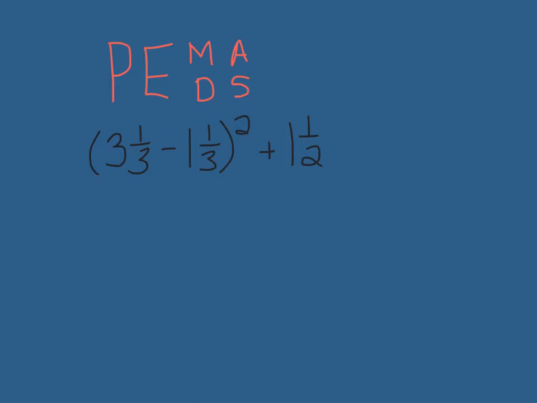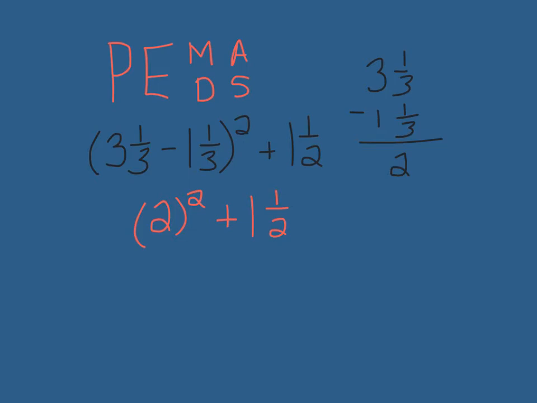Here we have 3 1/3 minus 1 1/3, squared, plus 1 1/2. So our first thing would be to figure out this grouping here, right here in parentheses. We've got to do this first. So 3 1/3 minus 1 1/3. I'm going to do that work right over here. 1/3 minus 1/3 is 0. 3 minus 1 is 2. So this grouping now, we have 2 squared plus 1 1/2.